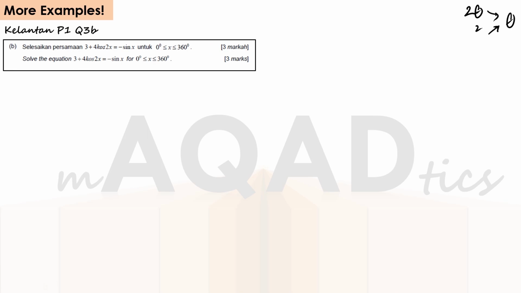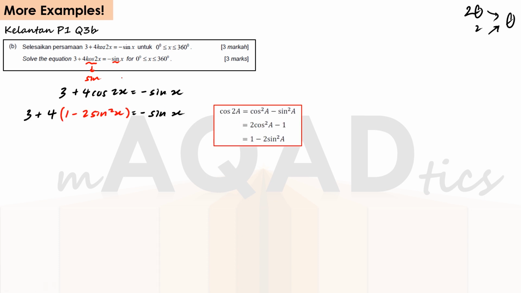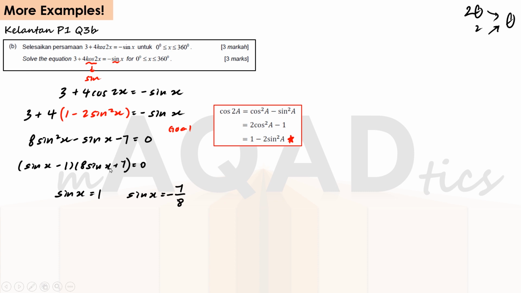Right, more examples. From Kelantan, we have this equation. As you can see here, we have cos and sine at the same time. So again, for those functions which have 2 theta or square, we should change it to the ones that have theta. So cos should change it to sine. Okay, so similar to our previous example, we should change the cos 2x to become the last equation, 1 minus 2 sine square x. Okay, and then we have reached our goal to form the quadratic equation.